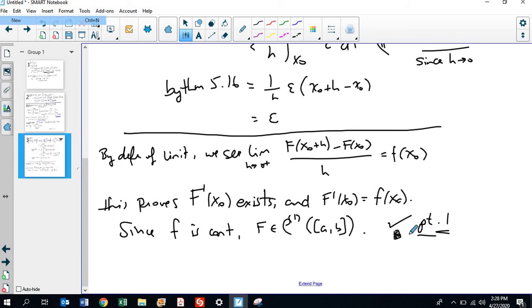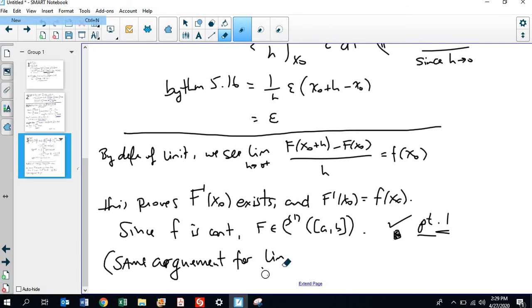Okay. And so we just use the continuity of f to get us this range here, and obviously the same argument with different signs works for the limit as h approaches 0 from the left, right? We only did one side of the limit.